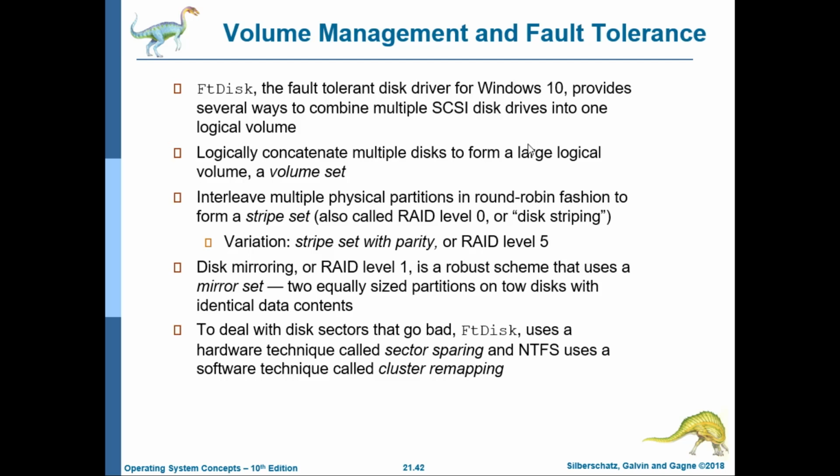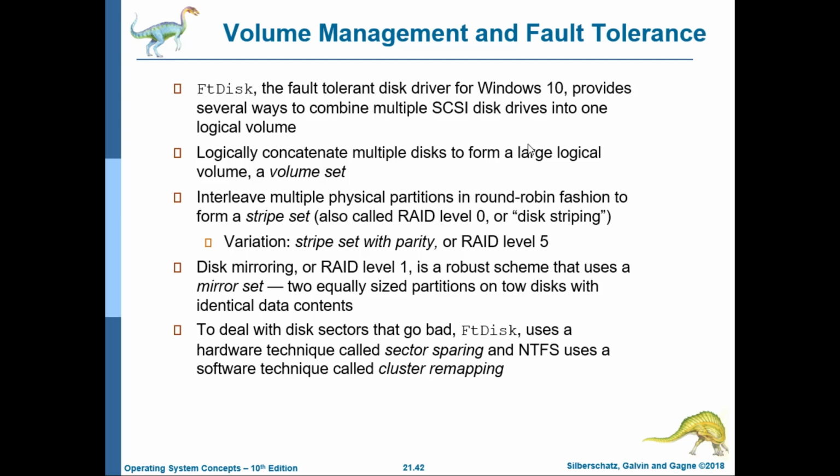Next we have volume management and fault tolerance. FTDisk, the fault tolerant disk driver for Windows 10, provides several ways to combine multiple SCSI disk drives into one logical volume. Logically, you can concatenate multiple disks to form a large logical volume, or a volume set. Next is to interleave multiple physical partitions in round-robin fashion to form a stripe set, also called RAID level 0 or disk striping. Another variation of this is a stripe set with parity, or RAID level 5. You can also do disk mirroring, or RAID level 1.